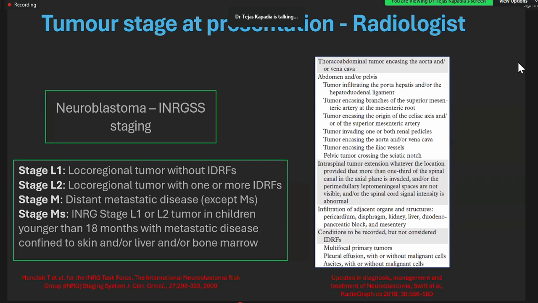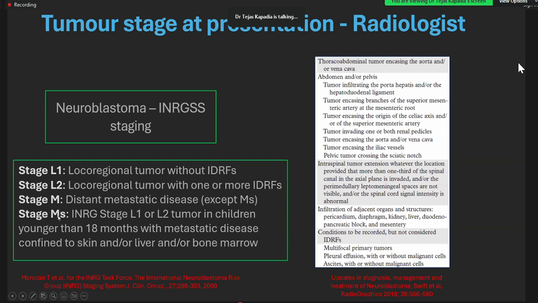It's not always possible to remember all the IDRFs by heart. So we always keep a chart handy to refer to when we are reporting such a complex case, to see if there is any encasement of any major vessels, or intraspinal extension, or infiltration of adjacent organs. So these are the image-defined risk factors, and this puts them into a higher category, and the surgeon is aware what they are going to expect on the operating table.